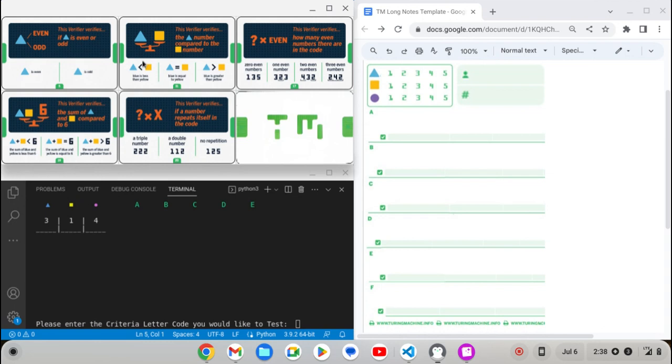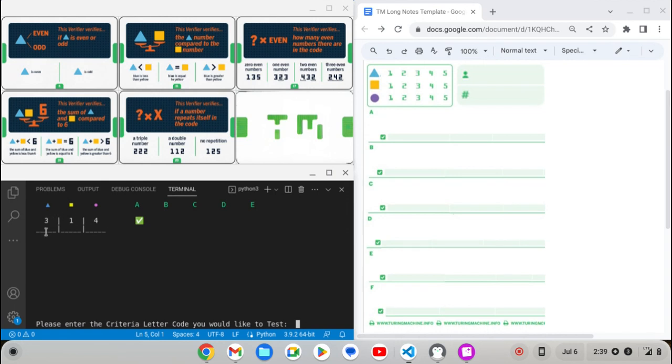So I think the first thing I want to test is I want to see what the value of the first digit, the triangle digit, is. Is it even or odd? So I'm going to test criteria card A. Okay, so the Turing machine approves of my proposal.